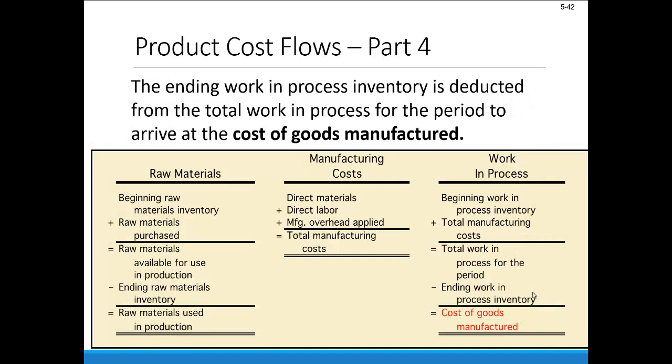Now from that, I can deduct my ending work in process inventory, the stuff that at the end of the period is still not done, and what I'll be left with is my cost of goods manufactured or finished during this period. So a similar flow of inventory, if you will, when we think about these work in process costs. What I started with plus what I added to it, that's what was available, minus what's left over at the end, in this case must be what I moved to finished goods during the period. The cost of goods manufactured or finished.